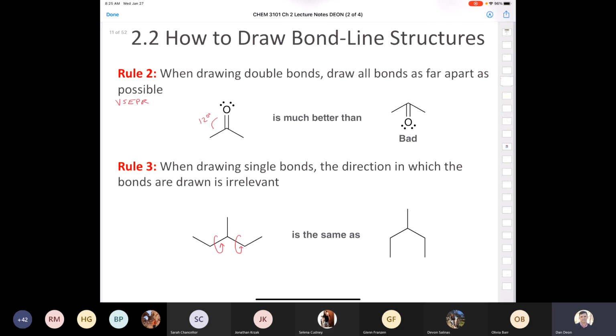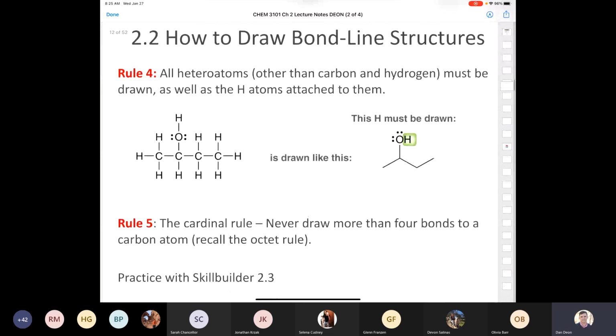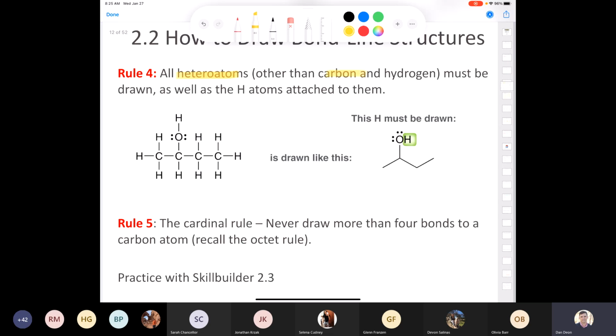All right, well, let's switch gears. And nope, sorry, I have one more slide about bond line structures. Yeah, this is the last one. It says all heteroatoms. Again, I told you a couple of seconds ago that a heteroatom is just an atom that's not carbon and hydrogen. So a heteroatom would be oxygen, sulfur, nitrogen, the halogens, etc. If you have heteroatoms, any hydrogens that are attached directly to a heteroatom, you draw those explicitly. So since we have a hydrogen attached to this oxygen, we draw it out explicitly. You can't leave that out.